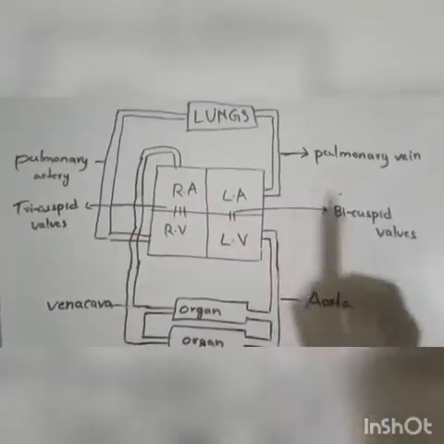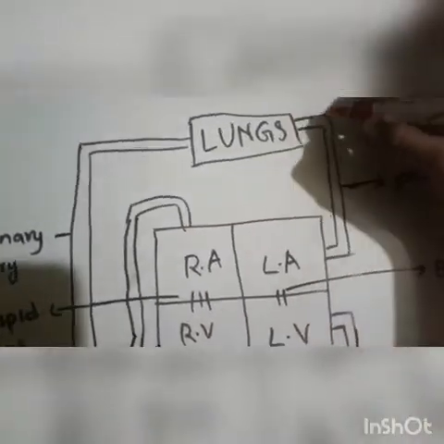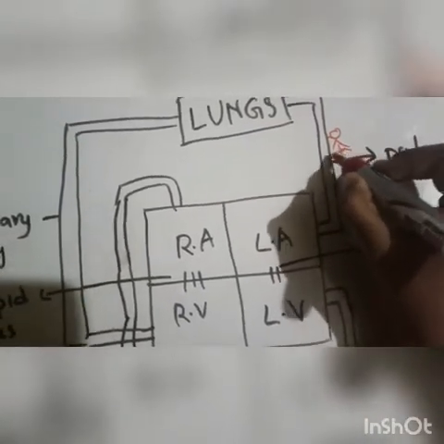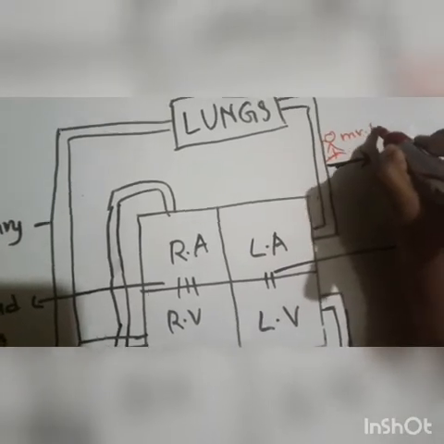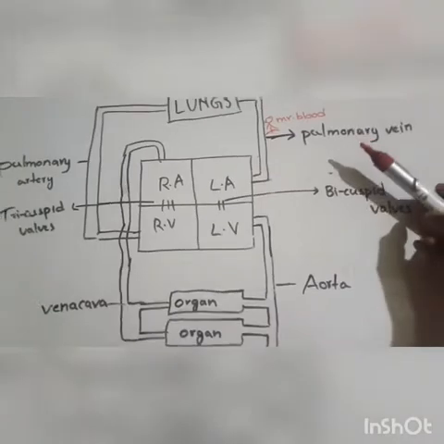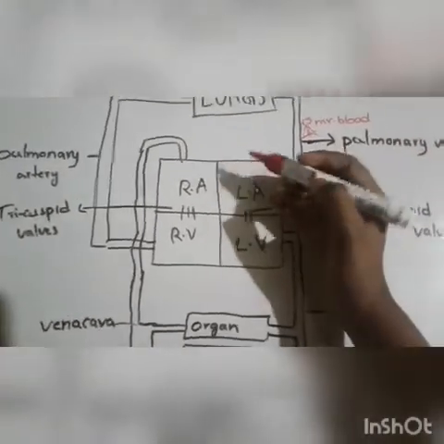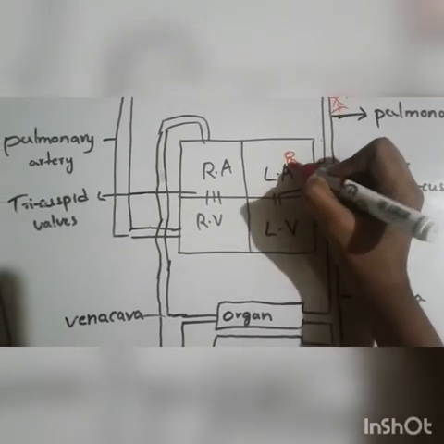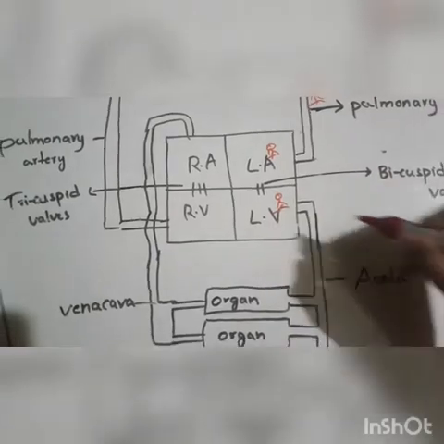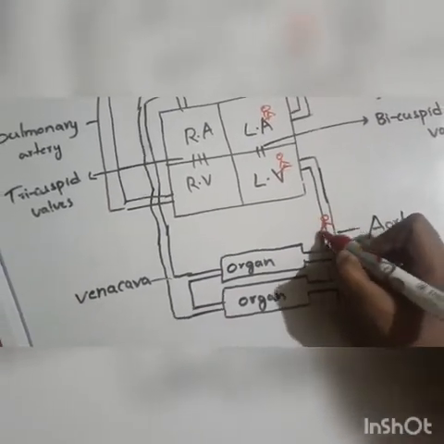And again, we are going to discuss this. Let's think this is Mr. Blood. This Mr. Blood, the oxygenated blood, is present in this vessel called the pulmonary vein, and now the blood goes to the left atrium, and from there it goes to the left ventricle, and then from there it goes to the organs through the aorta.